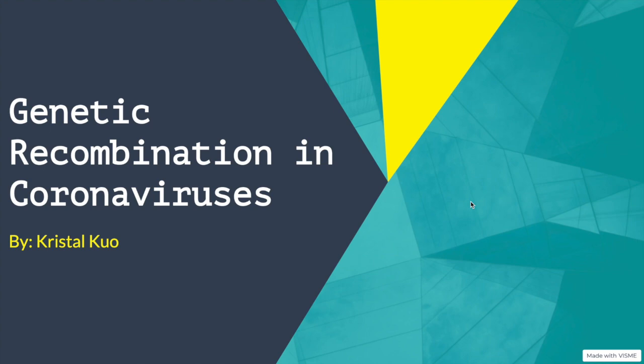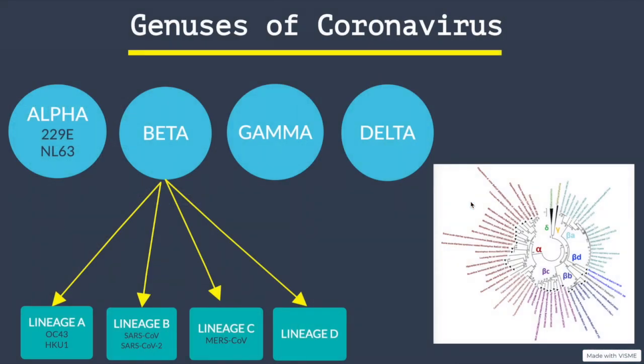Hi everyone. Today I will be talking about genetic recombination in coronaviruses, and specifically how genetic recombination found in coronaviruses can give rise to novel coronaviruses, such as the coronavirus that's causing the COVID-19 disease and the current pandemic that we are experiencing. So before I begin, I will just go through some background information that will help you to understand what I will be talking about later on.